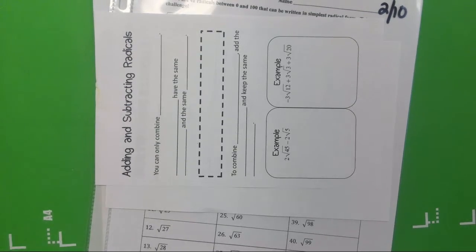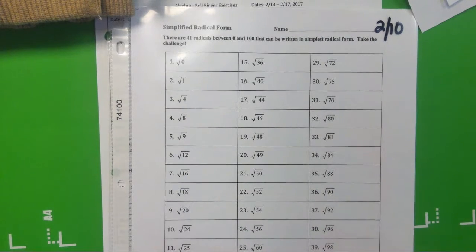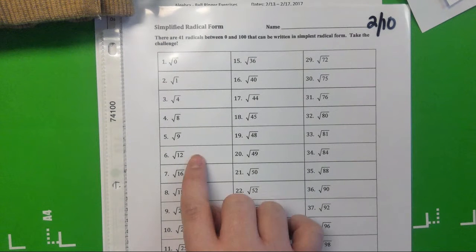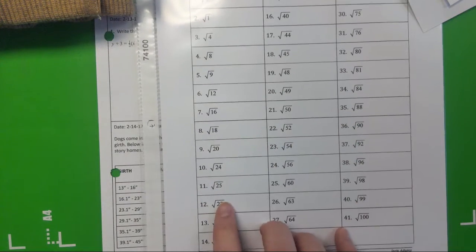Do you have any questions on the simplified radical form worksheet? Were there any who were stuck on any of those? Yes. Okay, which one? Number 12? Number 12 or square root of 12? Number 12. Number 12 is 27.